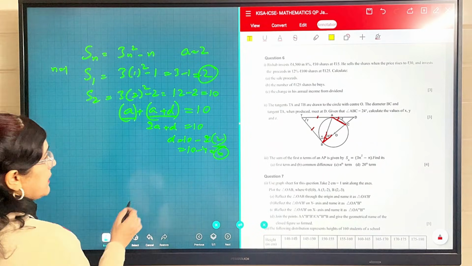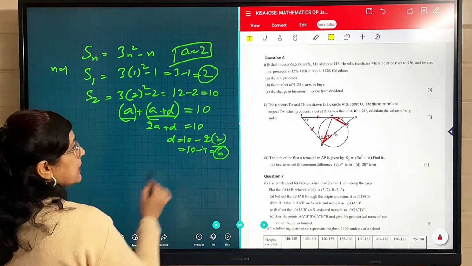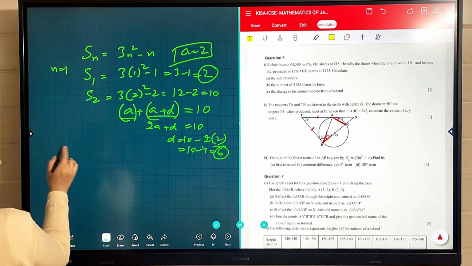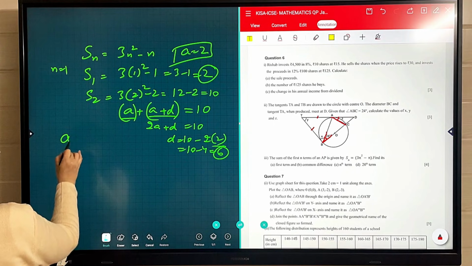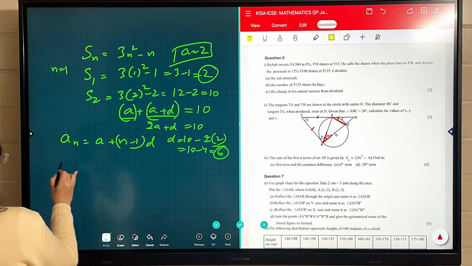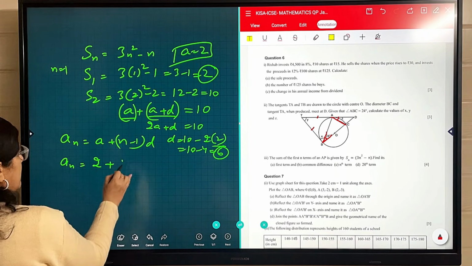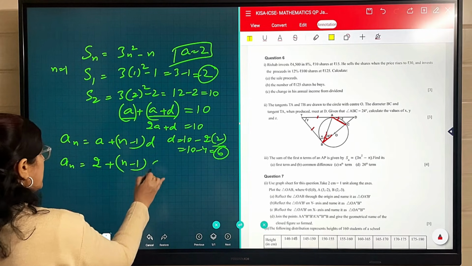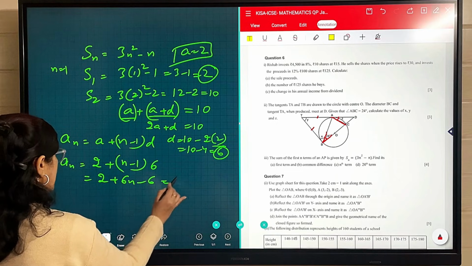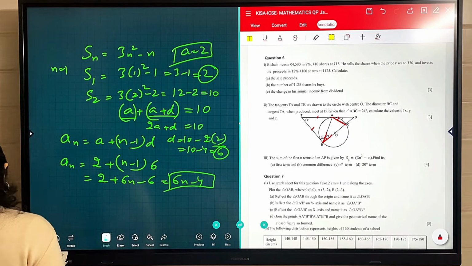Now the B part is the common difference. The first part, the value of A is 2, D is 6. Now the nth term. Nth term means An is equal to A plus n minus 1 times D. So An is equal to the value of A, which is 2, plus n minus 1 and D is 6. So the nth term is 2 plus 6n minus 6. It means 6n minus 4 is the nth term of this series.